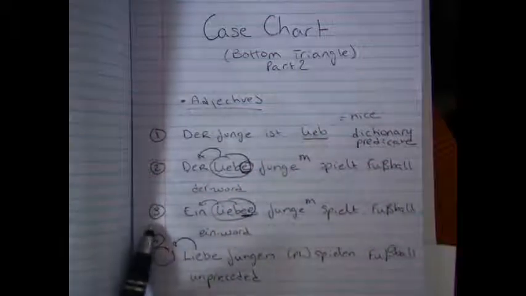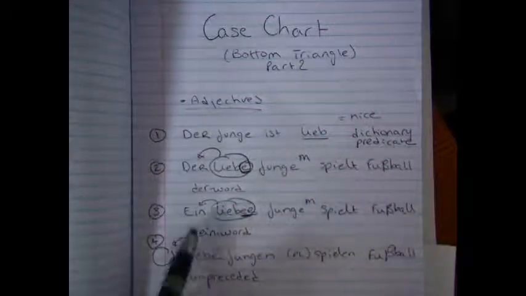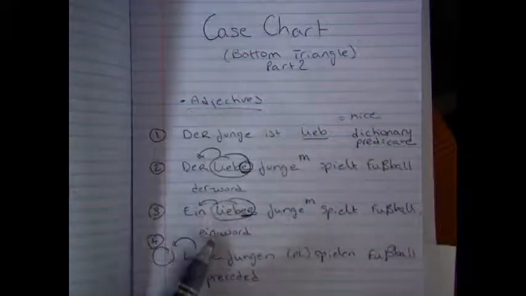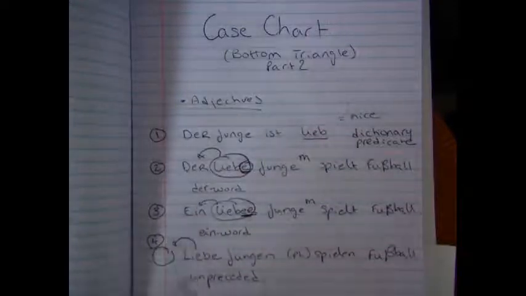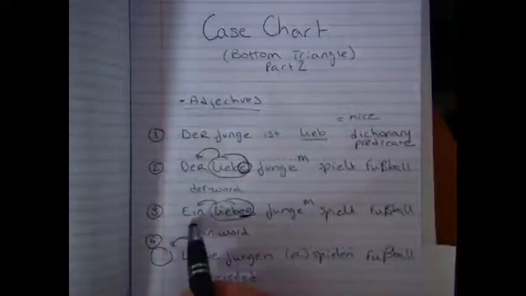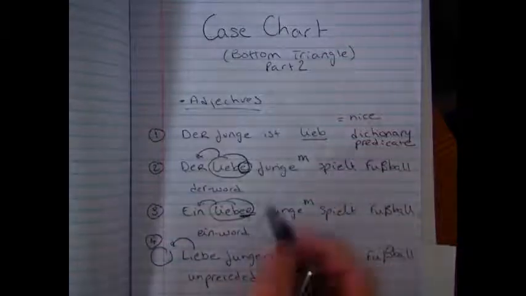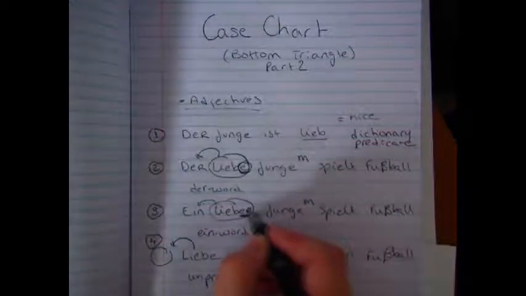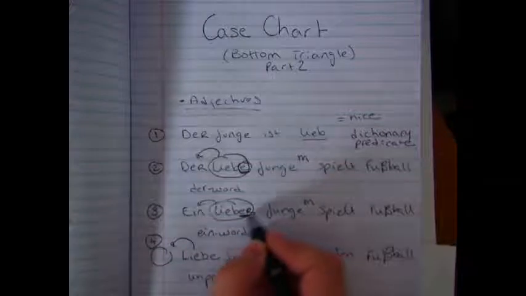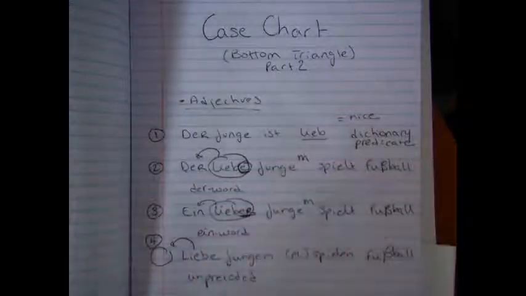The third way is it's preceded by an ein word. If it's preceded by an ein word, it's going to be a little different. So I have ein lieber Junge spielt Fußball. I actually had to add an ER to the end of that. I added an ER. I'll show you why in a second.